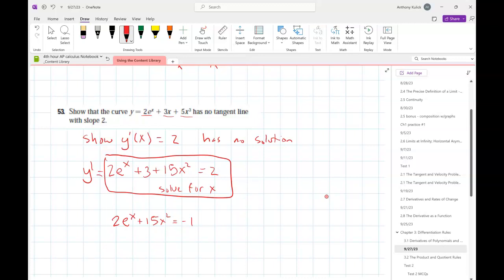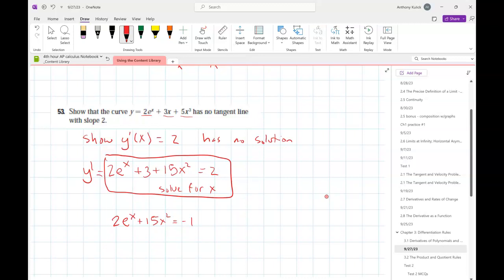Any ideas, anybody? No. No. It's already equal to -1. Or like add 1 to each side and have that. Yeah. That's not helping. So, nope.